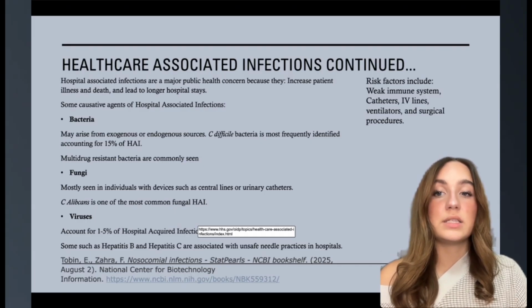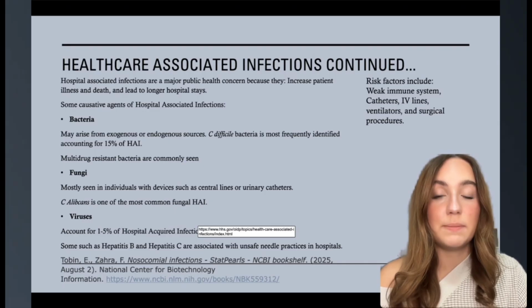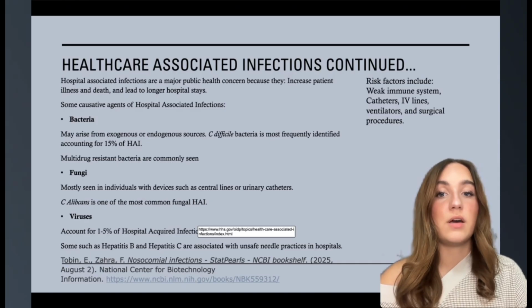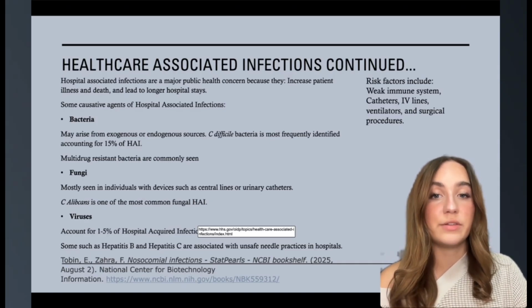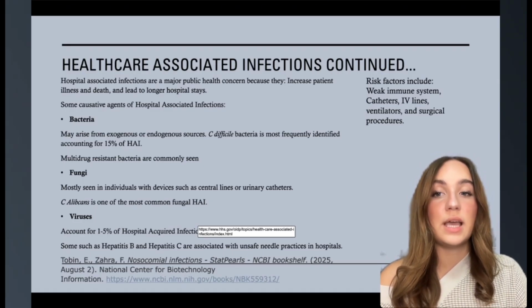And this is multi-drug resistant bacteria, which is hard to treat. Another one would be fungi. Fungi is mainly seen and spread through the use of central lines and urinary catheters. The most common fungal healthcare associated infection would be C. albicans. Another one would be viruses.